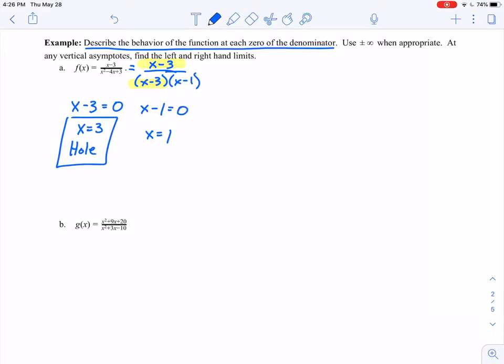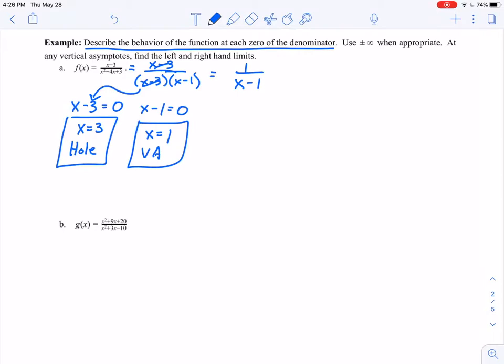Another way you can think about that is, if I reduce those factors, I'm left with 1 over x minus 1. If you cancel that factor out, that is going to be the location of a hole. Anything that's left over after you reduce, or any factors that are only factors of the denominator, is going to be the location of a vertical asymptote. So x equals 1, that is a vertical asymptote.